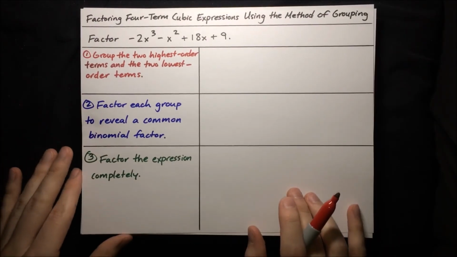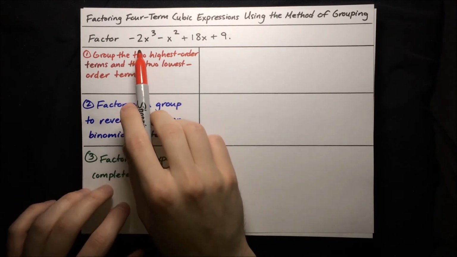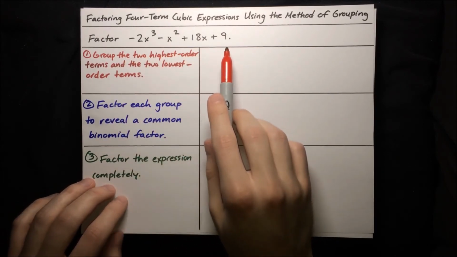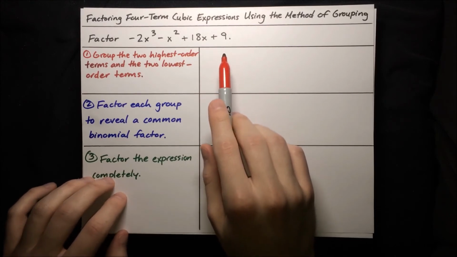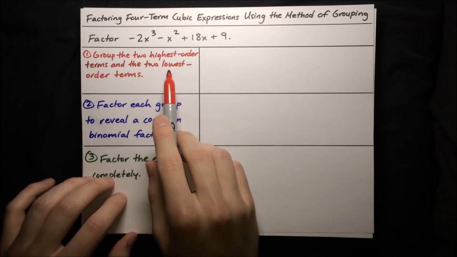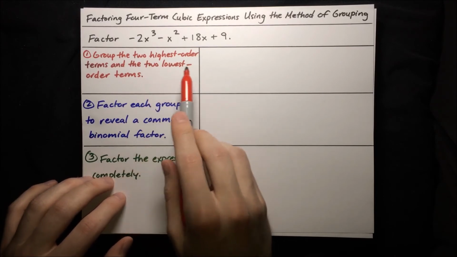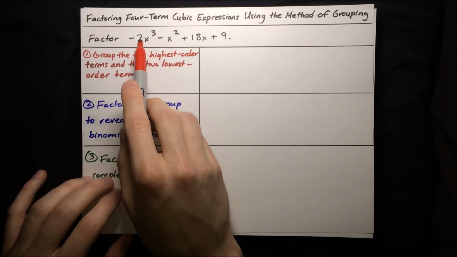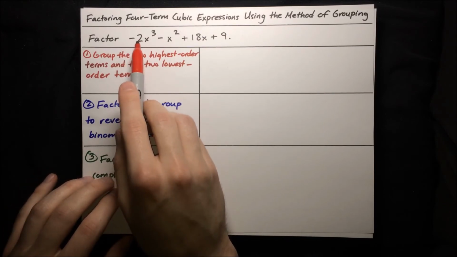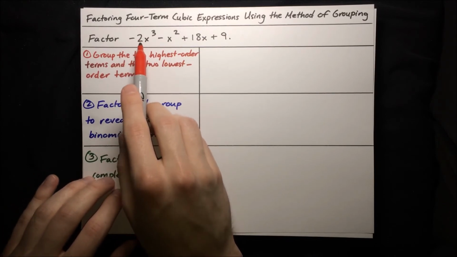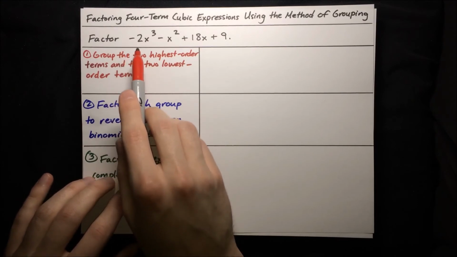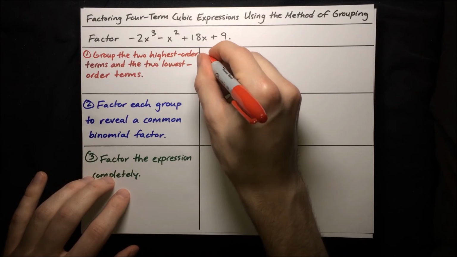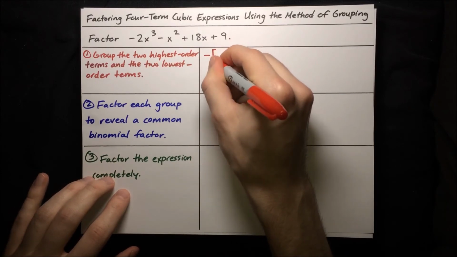Here's a final example. Let's factor this cubic, -2x cubed minus x squared plus 18x plus 9. So first up, we want to group the two highest order terms and the two lowest order terms. But actually, before we go into this first step, we're used to working with a positive leading coefficient, and this negative will be kind of annoying to deal with on the leading x cubed term. So why don't we start by factoring out a negative. So let's factor out a negative from all the terms here.